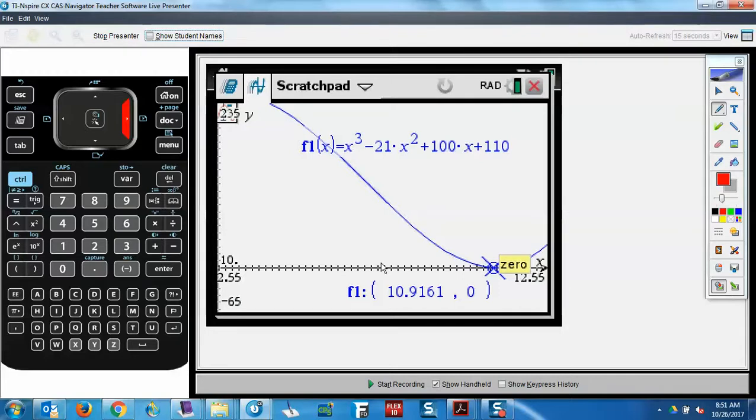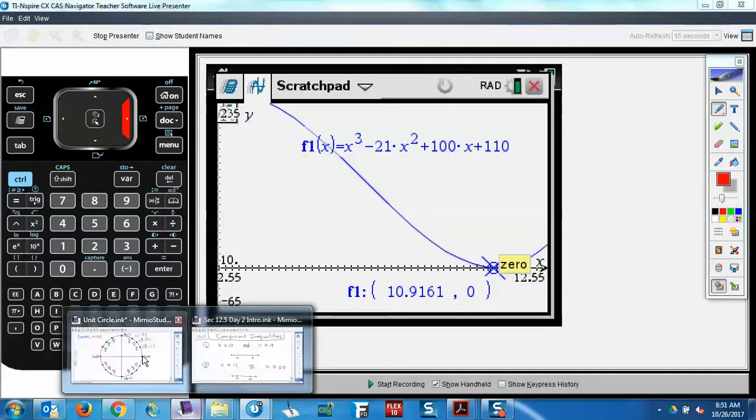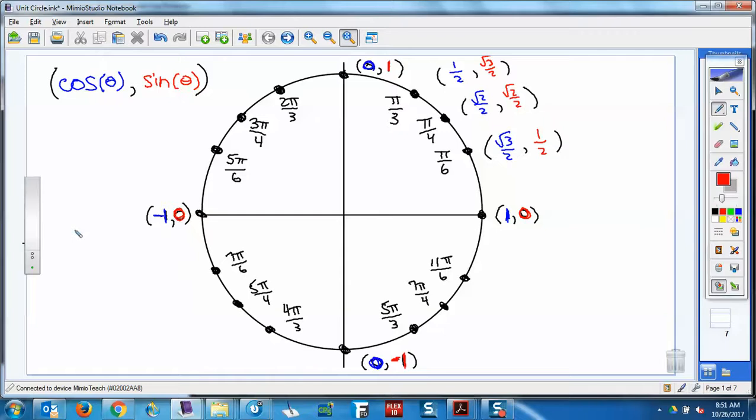Okay, I want to leave you some work time here. So let's go ahead and get your notes out, and we'll talk about some exponential and log stuff here again real quick. And then I'm going to leave you with some time to work here.